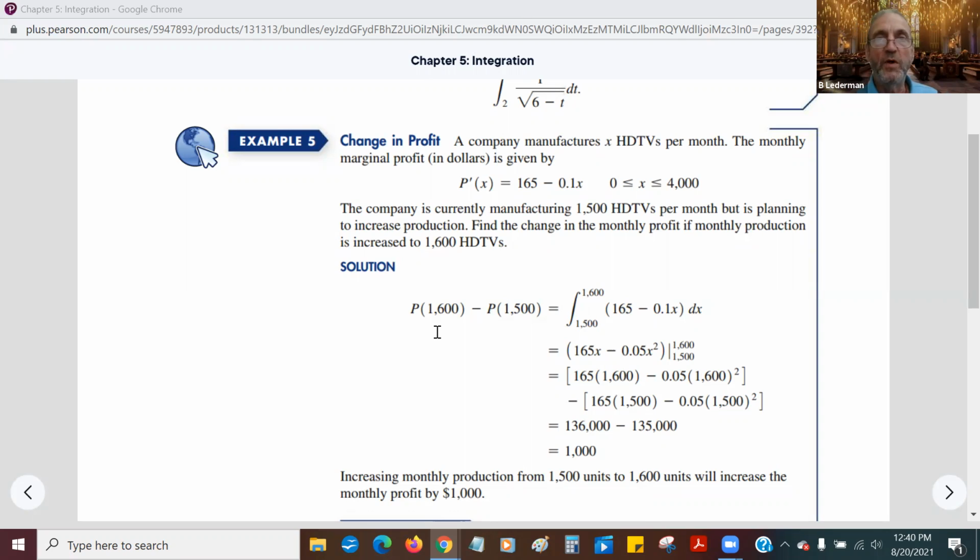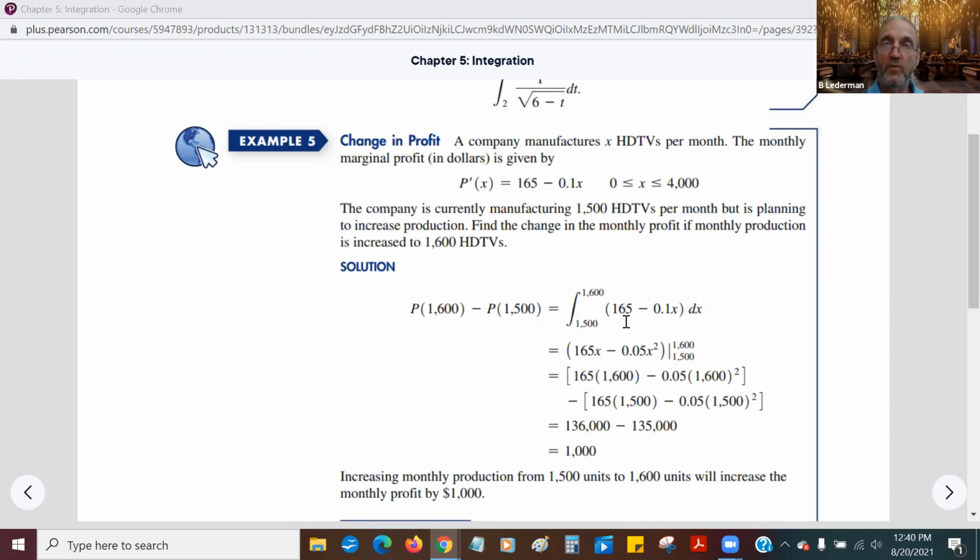Anyway, so we want to find P of 1,600 minus P of 1,500. That's essentially what we want to do, because we want to find the change in profit going from 1,500 to 1,600 in production. Well, that's the same thing as the integral from 1500 to 1600 of 165 minus 0.1x dx. Now I just use the fundamental theorem of calculus.